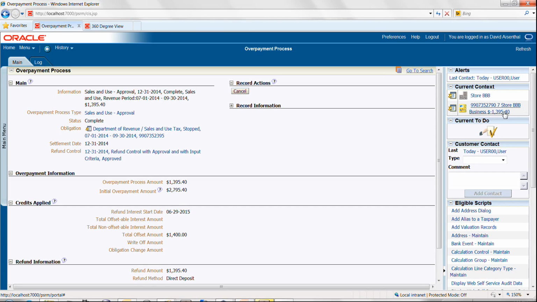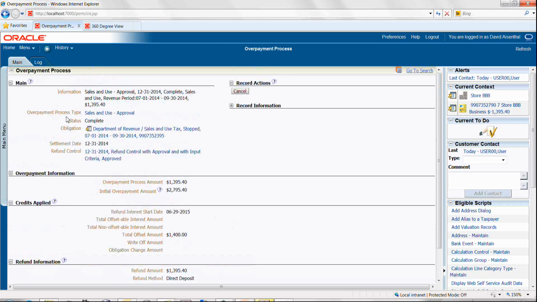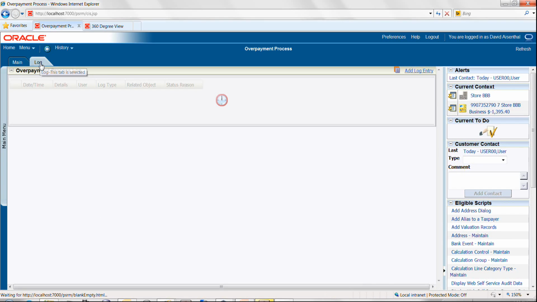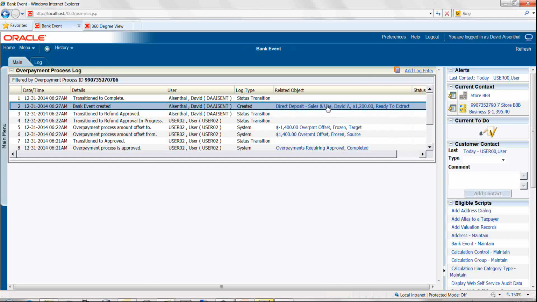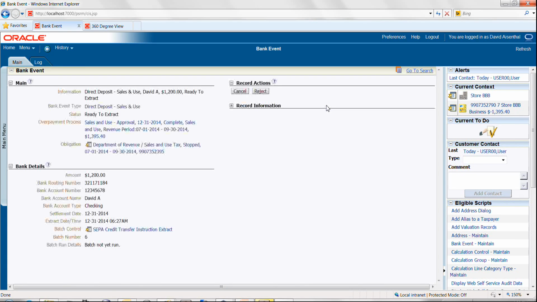And that's because in the case of direct deposit, we still have to do a few different steps. We need to actually send the bank details, which we have collected over here, to the bank, and the bank has to approve it. And for that, we have a separate control called the bank event. And within the log, we show the bank event that was created. And this bank event has to go through its own life cycle to complete.